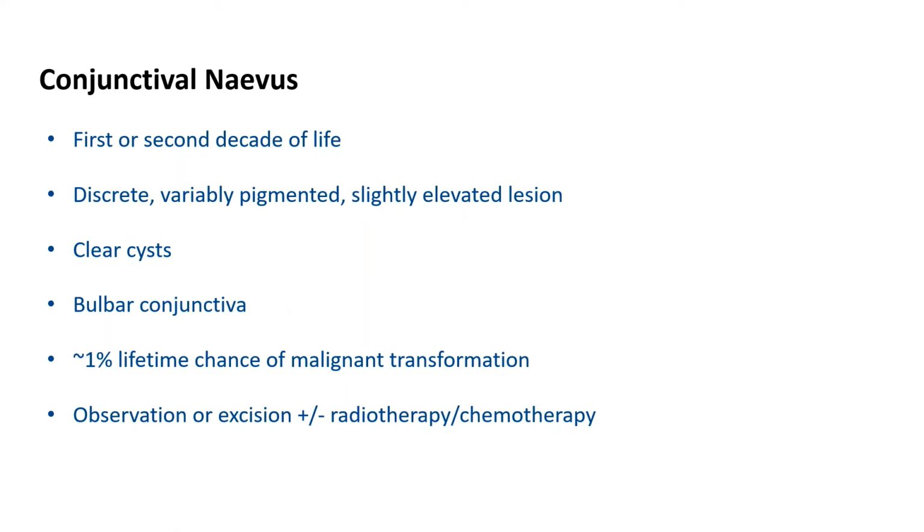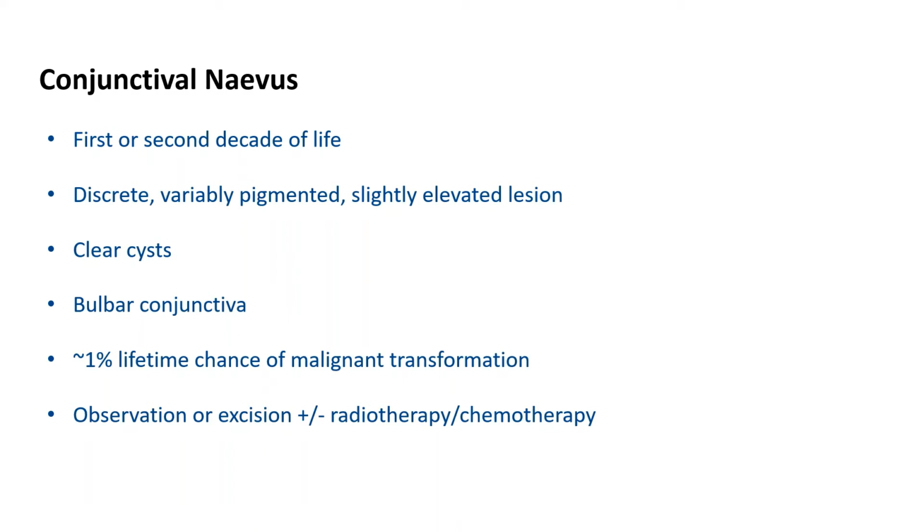Reasonably common also are conjunctival nevi, or moles. These often present in the first or second decade of life. Usually they're quite discrete, variably pigmented lesions on the surface of the eye, maybe slightly elevated. They often have clear cysts within them. That is a good sign. Usually it's found on the bulbar conjunctiva, so that is the lining of the eye over the white part of the actual eyeball.